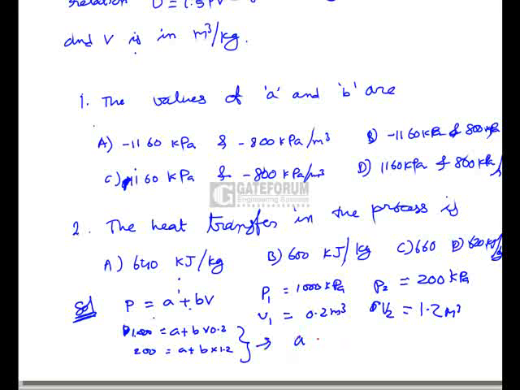So the values of A and B are, A is equal to 1160 kilopascal and B is equal to minus 800 kilopascal per meter cube. So in the options, the correct option is C. C is the right answer for the first question.